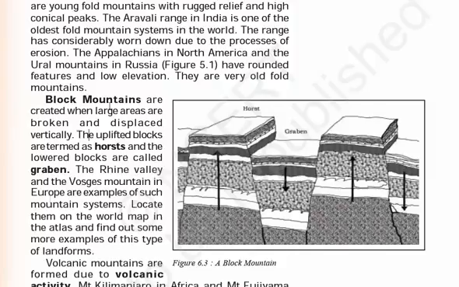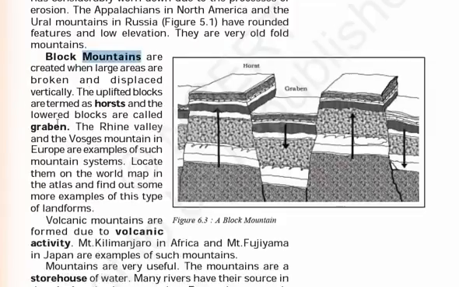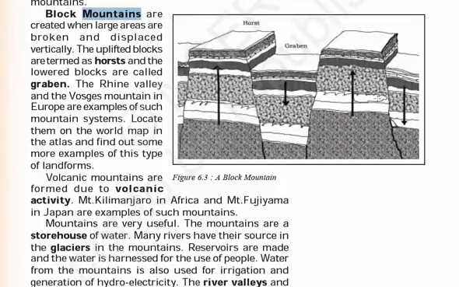Now let's read about block mountains. They are created when large areas are broken and displaced vertically. If you look at the picture, you can see how some of the land masses are going down and some are going up. This is how they form a block sort of structure. Here you can see one, two and three blocks. Most such examples you'll see in Europe, where the mountain systems are in such a fashion, and therefore you'll see a lot of block mountains in Europe.